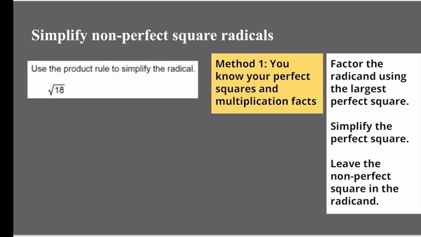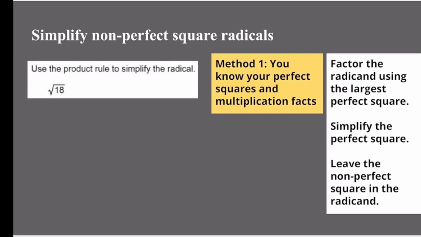Simplify non-perfect square radicals. So we're going to use the product rule to simplify the radical square root of 18. There are two ways of doing this. Method one is if you know your perfect squares and your multiplication facts. Method two is going to be an expanded version. What we first want to do is factor the radicand using the largest perfect square. Then we simplify the perfect square and we're good to go.